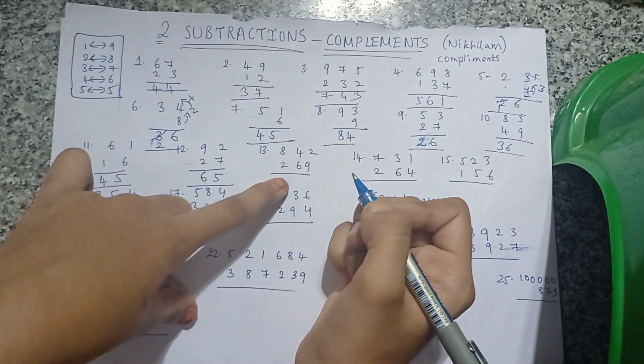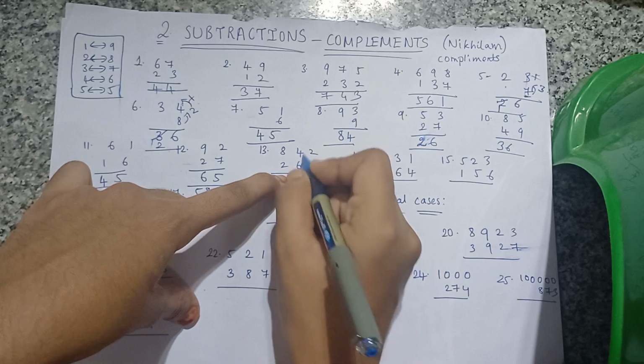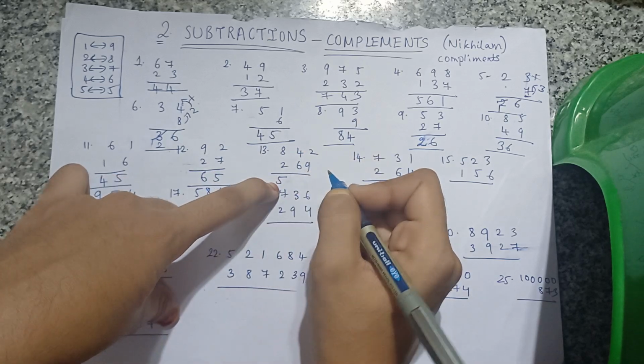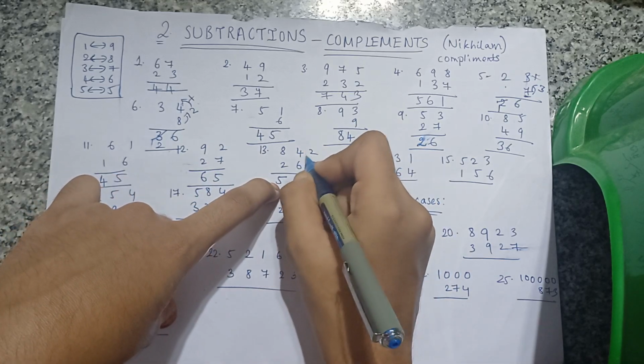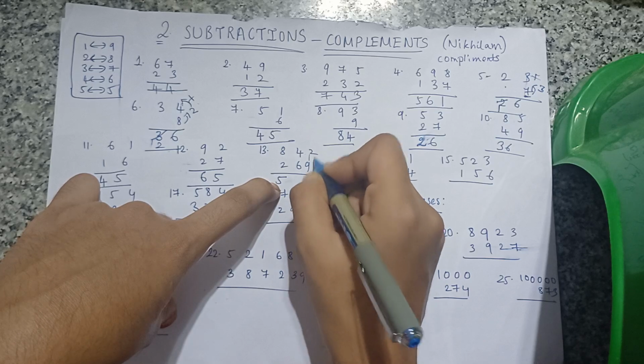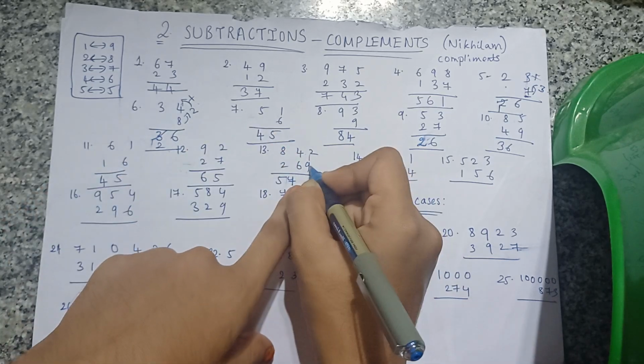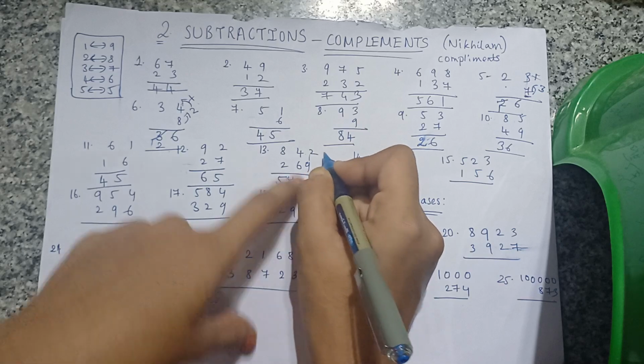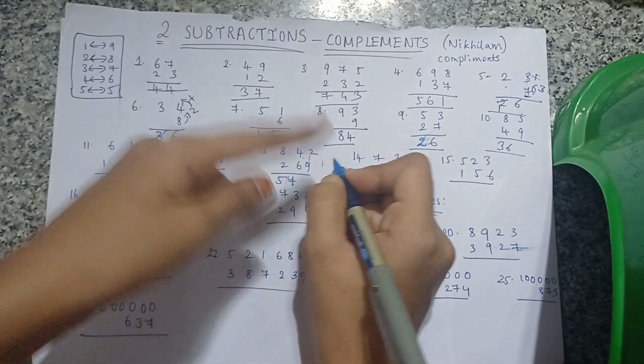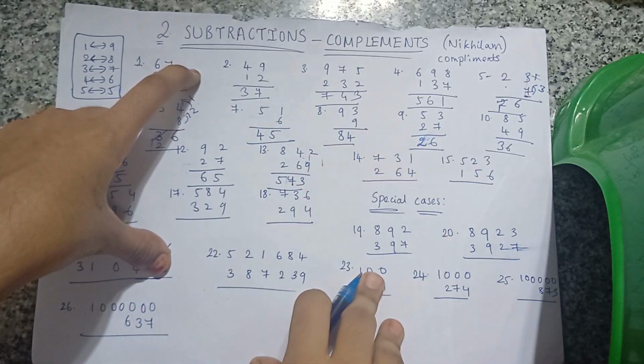Now 8 minus 2, 6, but since this is a mismatch pair, you have to subtract 1, so 5. Now the complement for 6 is 4. 4 plus 4, 8, but since this is a mismatch pair, you have to subtract 1 from 8, so 7. Now the complement for 9 is 1, and you have to add 1 to the upper number, so 2 plus 1, which is 3, so 573 is your answer.